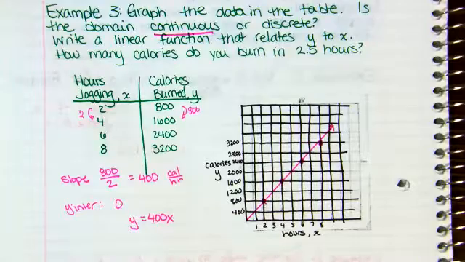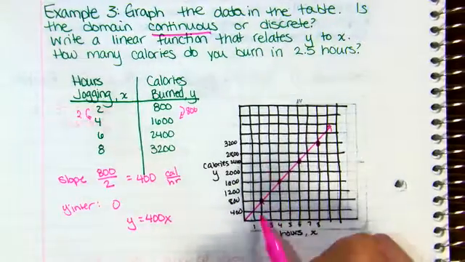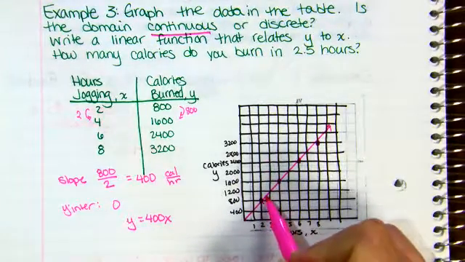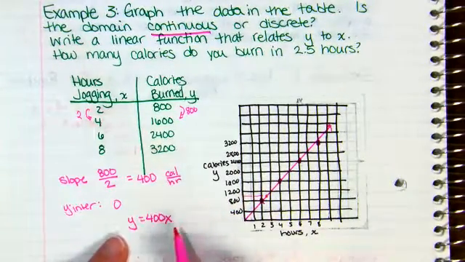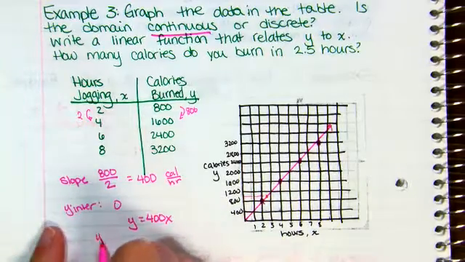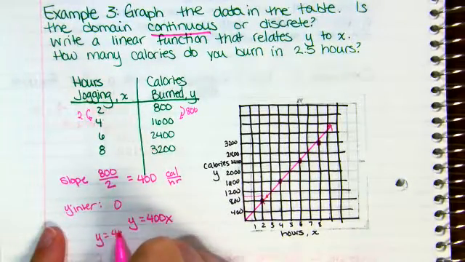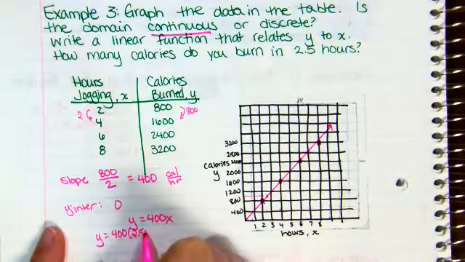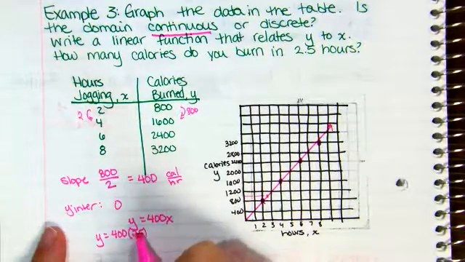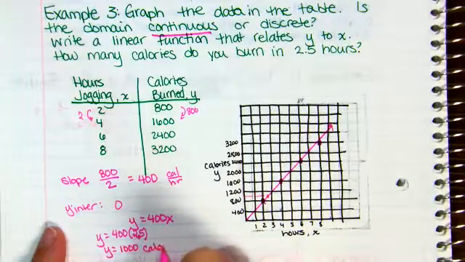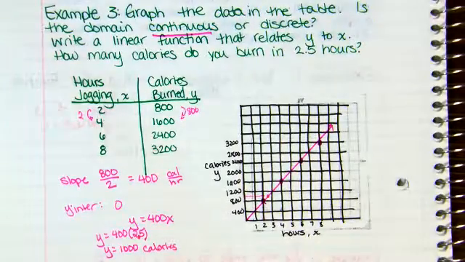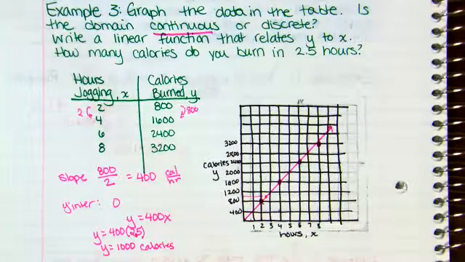And then finally it says how many calories do you burn in 2.5 hours? I could try to answer that by looking at the graph, and I can see it's about 1,000. That's not too hard to do in my head. But in order to figure it out officially, I could put in 2.5 for x, because x is the number of hours, and I'll get y equals 1,000 calories for the answer to that last one. So the real-life situation really wasn't any more difficult than the situation that was just random numbers.